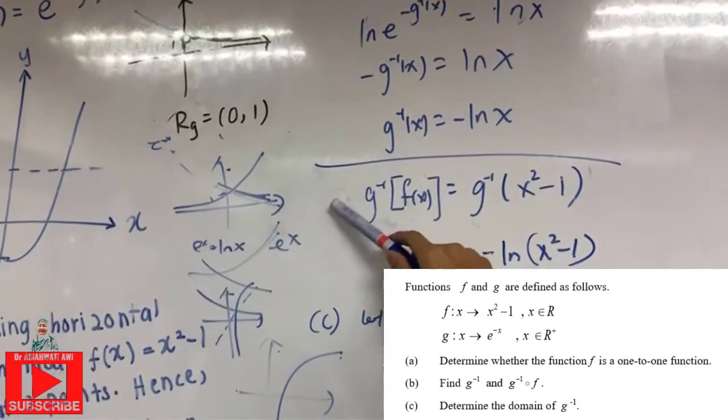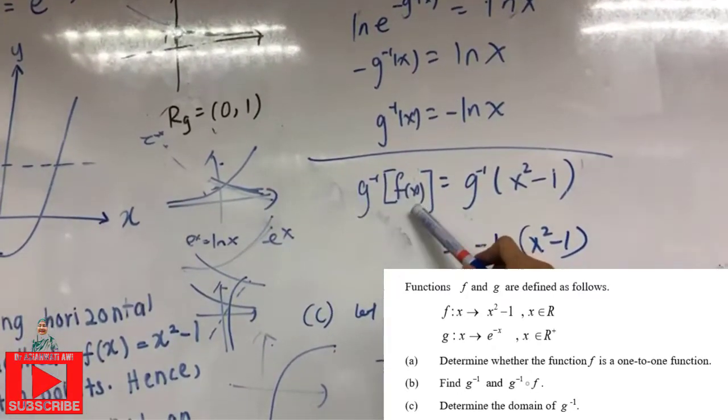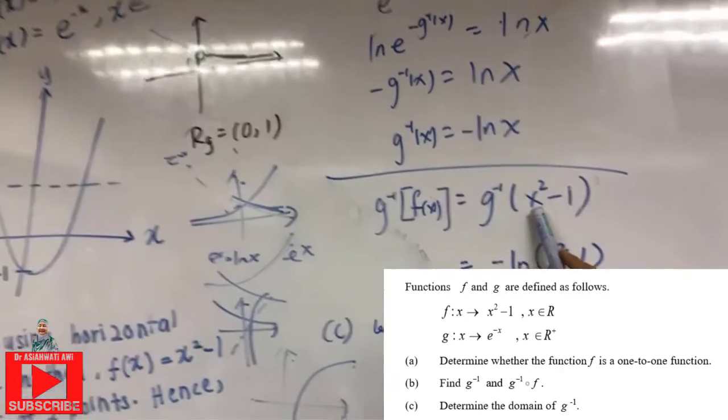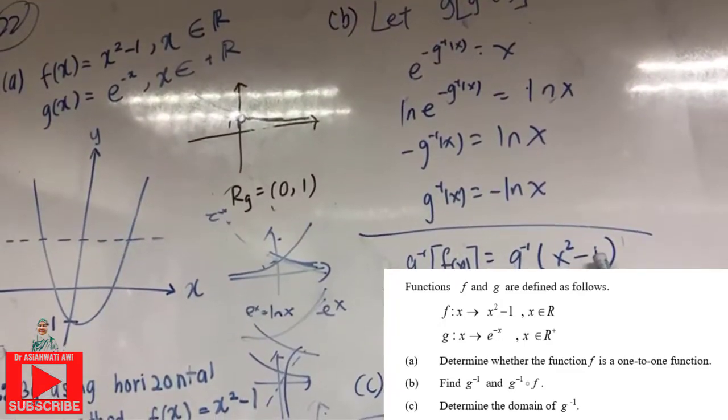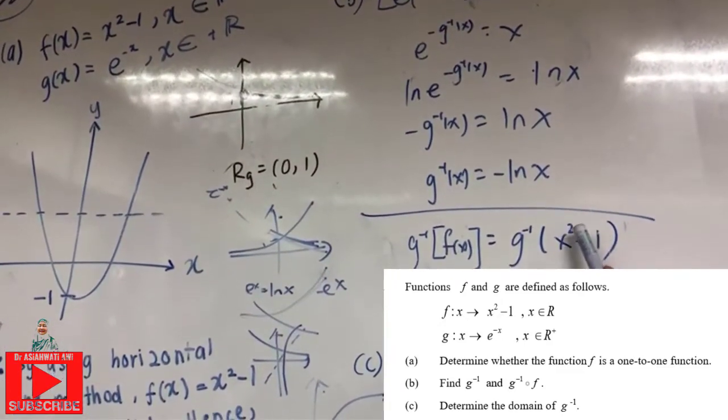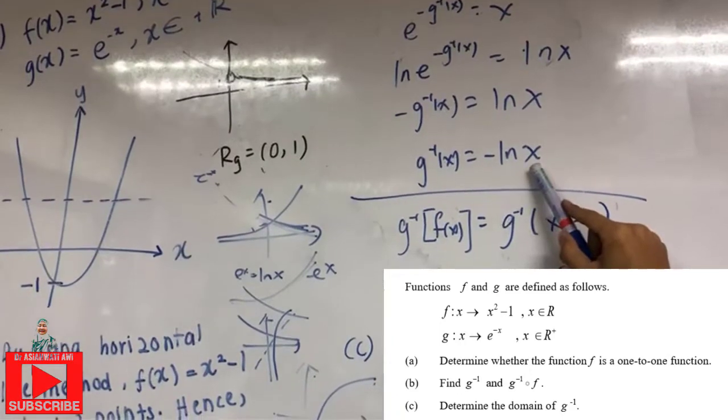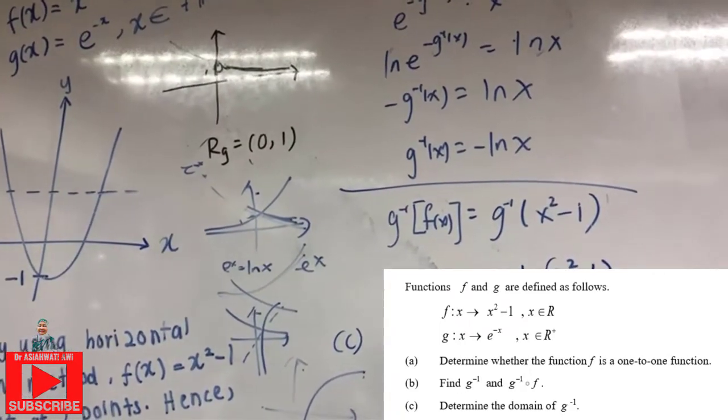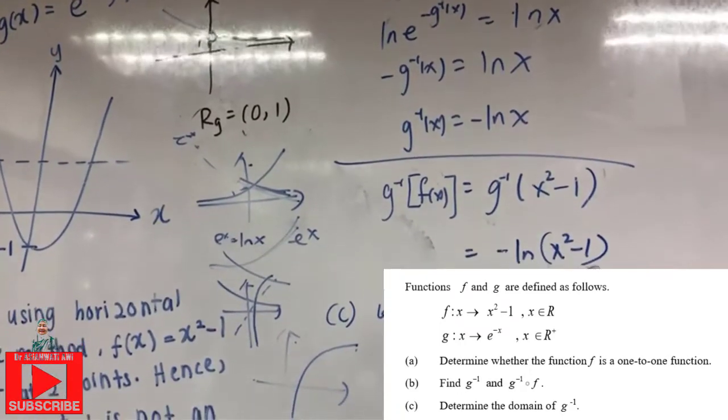For part B, also need to find g inverse f(x). So f(x) is equal to x squared minus 1. So we sub x squared minus 1 into g inverse. So we get our answer is negative ln of x squared minus 1.